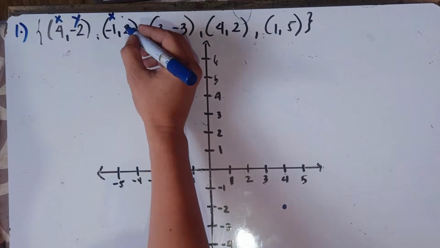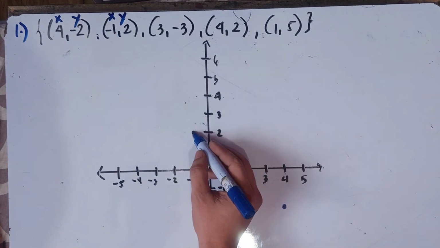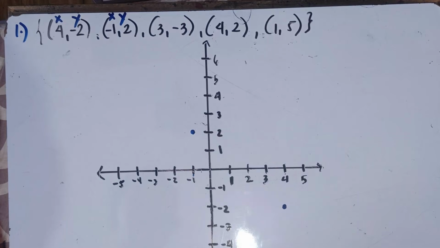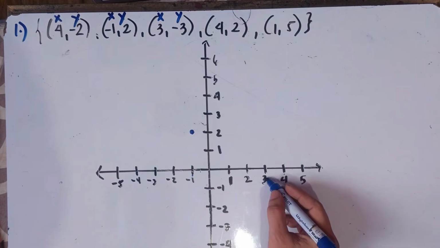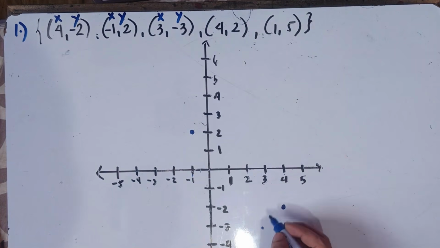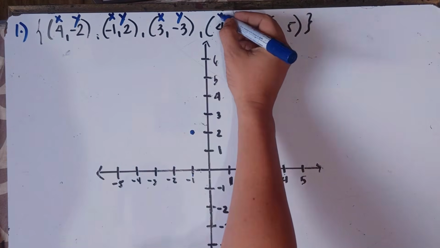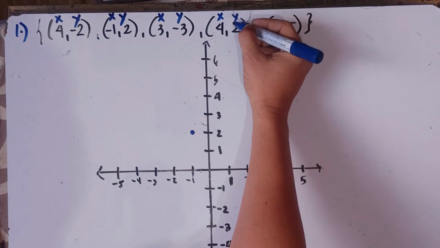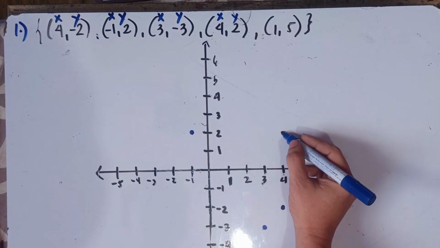The x value is negative 1, y is positive 2, negative 1 and then positive 2, this one right here. Alright, x is positive 3, y is negative 3, positive 3, and then y is negative 3, this one right here. Okay, this one right here.